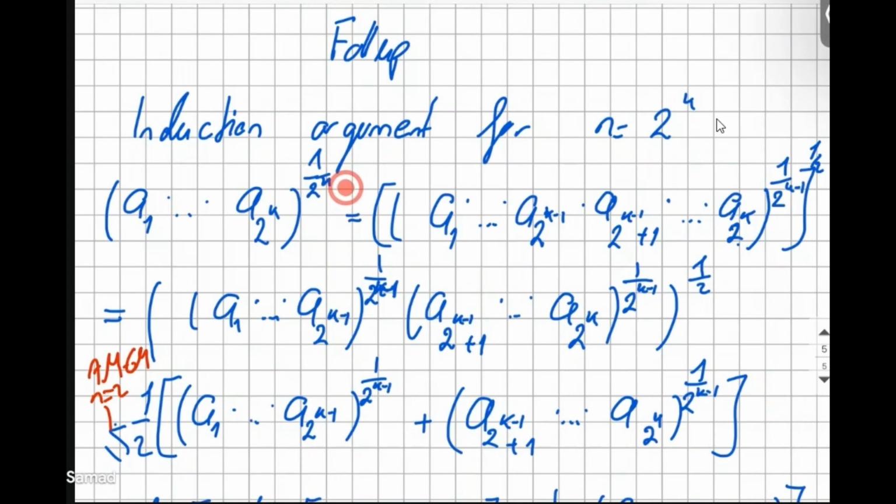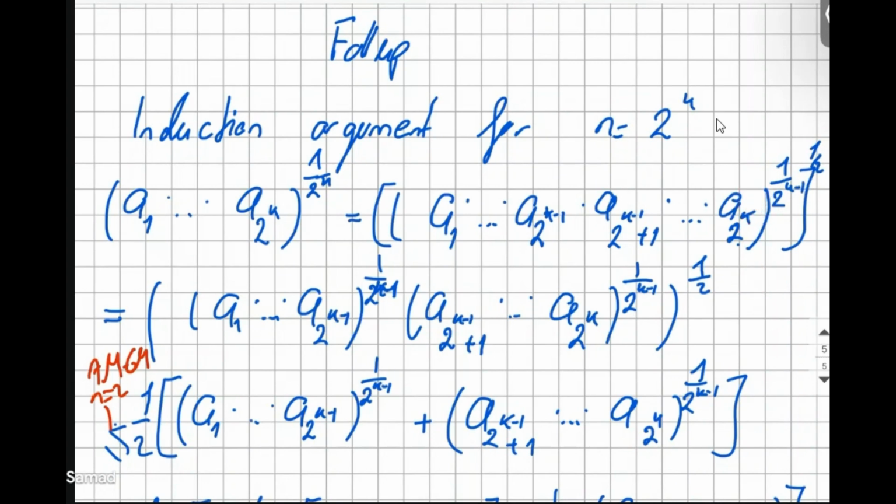namely by splitting this into 1 over 2^(k-1) times 1/2. And here in the product, we want to make the split in the middle. So we go from a1 to a_{2^(k-1)}, and then the next term is from 2^(k-1) plus 1 till 2^k. And so all of this to the power of 1 over 2^(k-1), and then all of it to the power of 1/2.